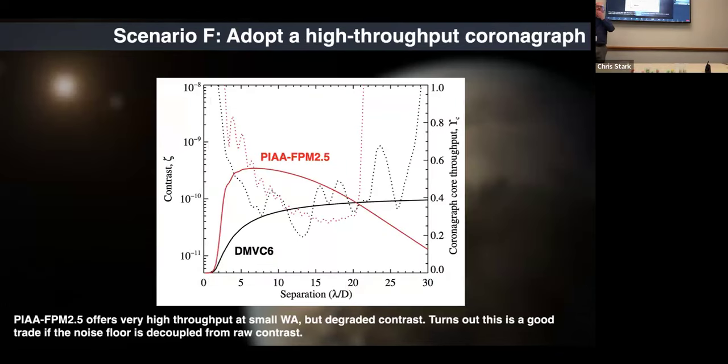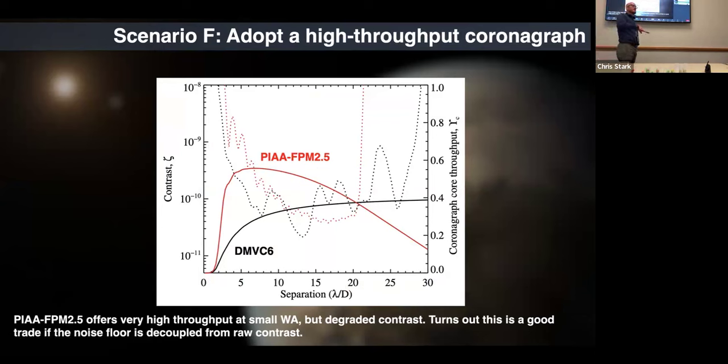Finally, I haven't touched the coronagraph masks at all. So here we're going to swap from the deformable mirror-assisted vortex coronagraph, baseline for the LUVOIR-B report, to a PIAA coronagraph. I believe this is a 4th order PIAA with a 2.5 lambda over D focal plane mask. And you can see that the contrast, which is shown as a dotted line, degrades quite a bit, maybe a factor of 5, the contrast gets worse by. But the core throughput, shown by the solid line, increases by a factor of 5.